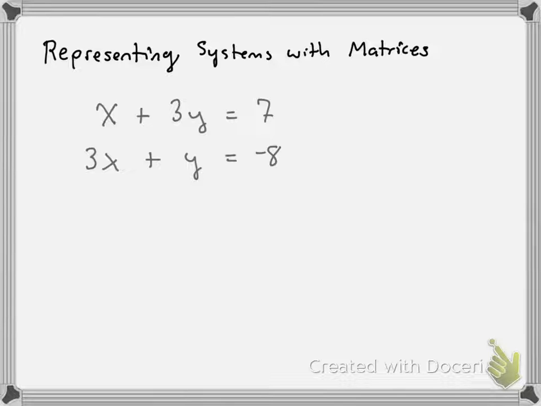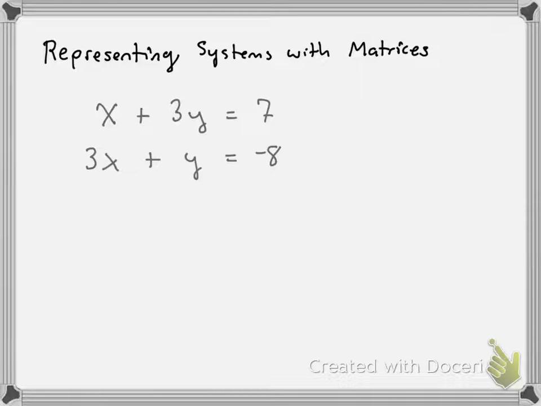Next, we're going to talk about representing a system as a matrix. Here we have the system of equations x plus 3y equals 7 and 3x plus y equals negative 8. So again, what I'm going to focus on here is the coefficients in front of each variable. And as a good rule of thumb, like in that first equation, we just see an x. Whenever you see the variable and no number in front of it, that means that its leading coefficient is 1.